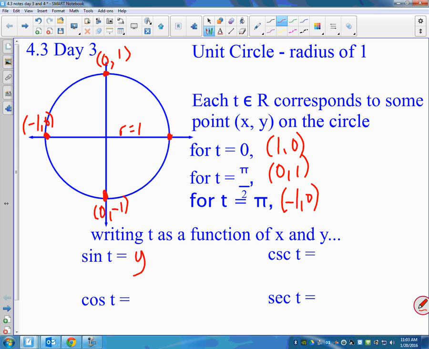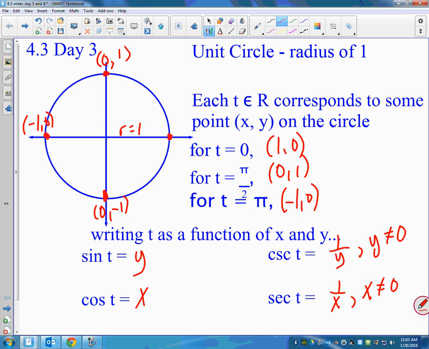Which means the cosine, what's the ratio for cosine? X over r, but if r equals 1, then we can think of cosine as the x coordinate, which is really cool, because that means if you know the xy point on the unit circle, you know that the x coordinate is cosine and the y coordinate is sine. Flipping them over, cosecant would be 1 over y instead of r over y. And again, y can't equal 0. And secant is 1 over x, where x can't equal 0.